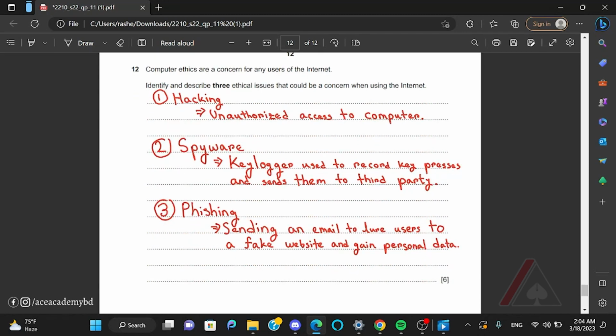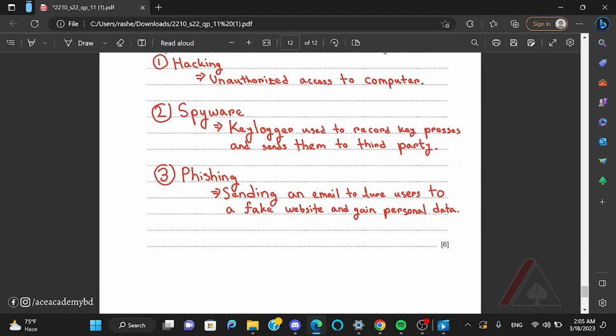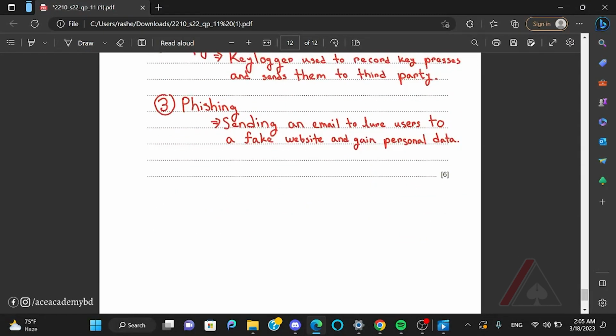Number 2, spyware. And as I've previously mentioned, keyloggers can be used to record key presses and send them to a third party, which allows them to gain critical information such as the password of users or even other more sensitive data. Now, number 3, phishing, which involves sending an email to lure users to a fake website and gain personal data. Other ethical issues such as pharming or piracy could also have been written in this place, right?